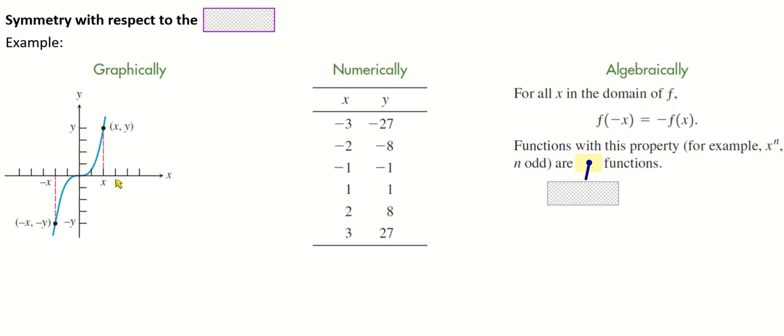Lastly, we have symmetry with respect to... what do you think is going to be here? Take a look at this example graph. You could say that this graph is symmetrical to what? There's symmetry with respect to the origin. Think about that for a couple seconds and it'll make sense to you, I'm sure. A graph like this is symmetrical with respect to the origin, and that's where we get into the concept of a so-called odd function. Odd functions.